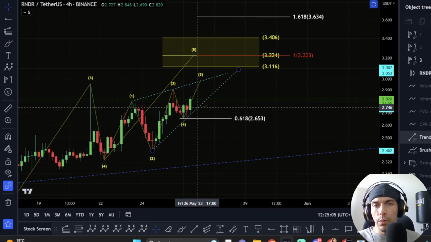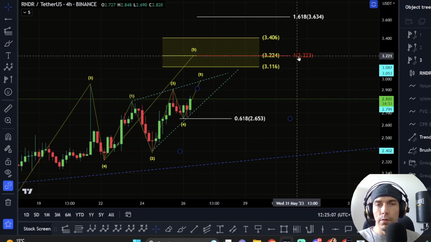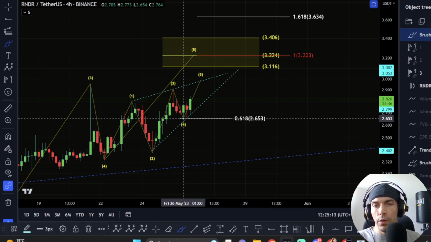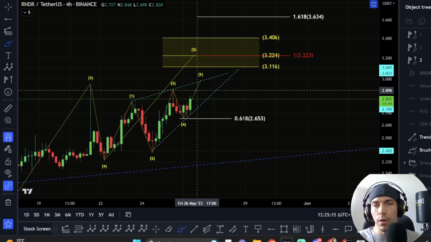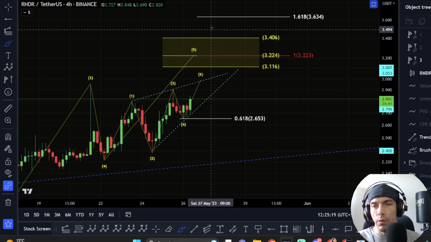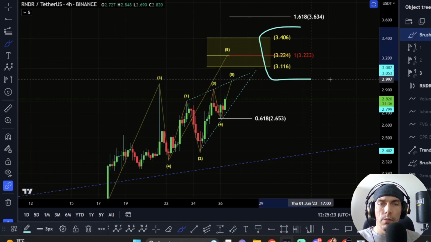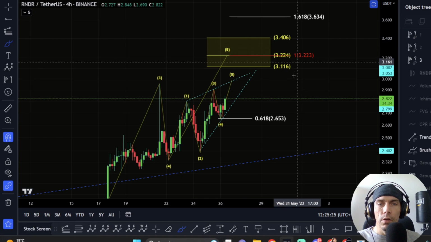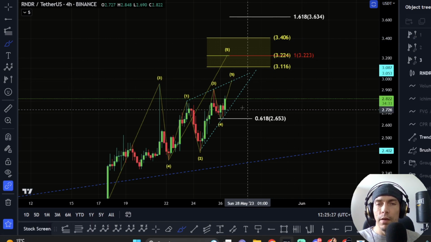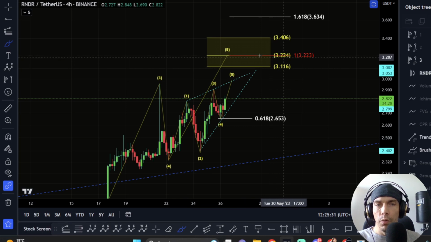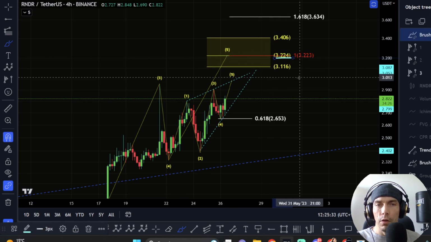Now what I'm looking for here, this would be the point of invalidation as a diagonal. A move up past $3.22 would invalidate the potential of this being a fifth wave diagonal, and then we'd actually have to be looking at the possibility that within here we could be still extending to the upside. So this is the target area I'm looking for, as this yellow count, this $3.40 to this $3.11. But really what I would want to see is this come below this 1.382, which is this $3.22.